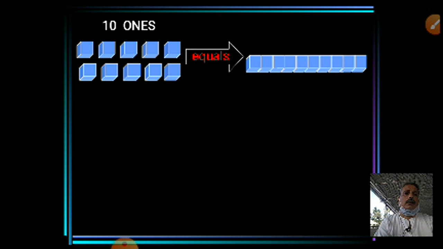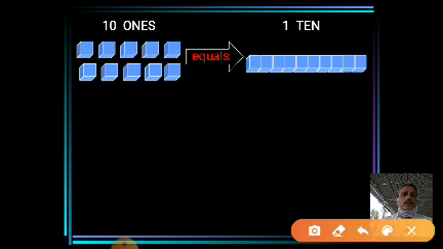So, we can say 10 ones: 1, 2, 3, 4, 5, 6, 7, 8, 9 and 10. It gives a group of 10. So, we can say 10 ones is equal to 10. Did you get the idea, students? We can say 10 ones is equal to 10.